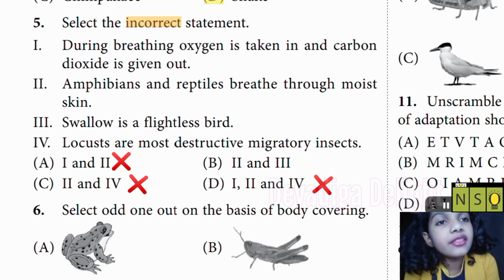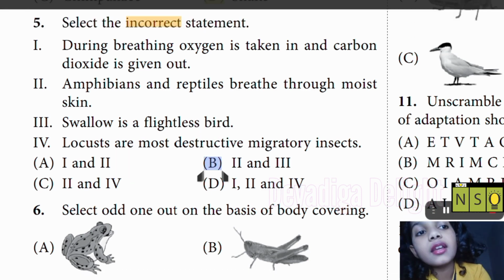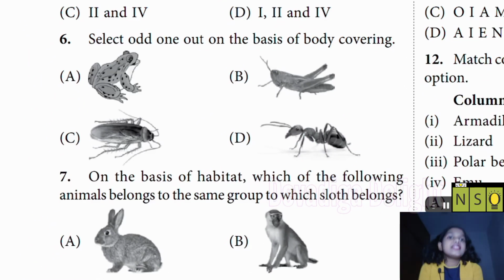So that makes 2 and 3 the incorrect statements, and where 2 and 3 come together is in B. So B is the right answer. Let's highlight it. Next: select the odd one out on the basis of body covering.